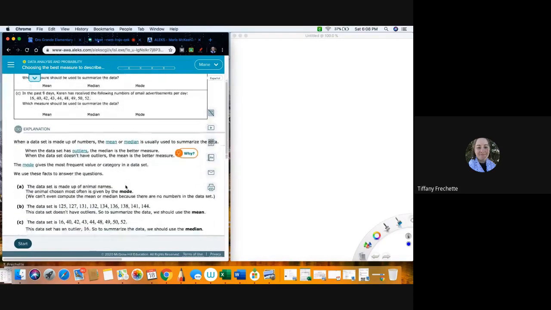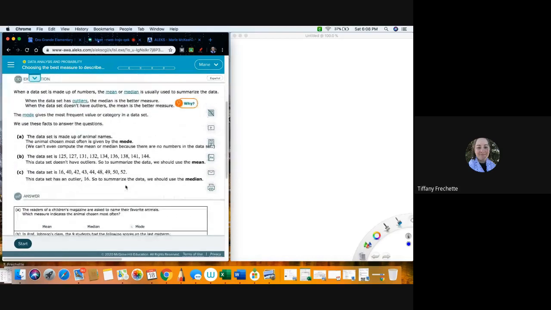So let's go down here to look at the explanation. And we are going to write some notes. If you're not writing down notes, it's very helpful. It's very hard to remember some of these details onto the next page.